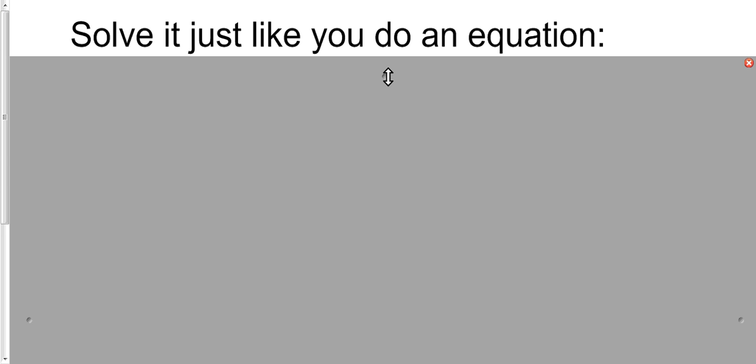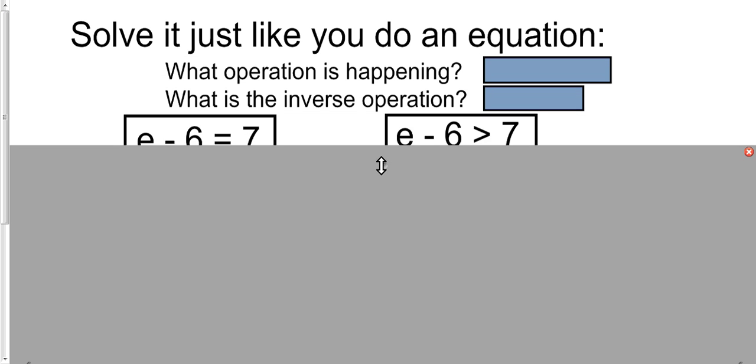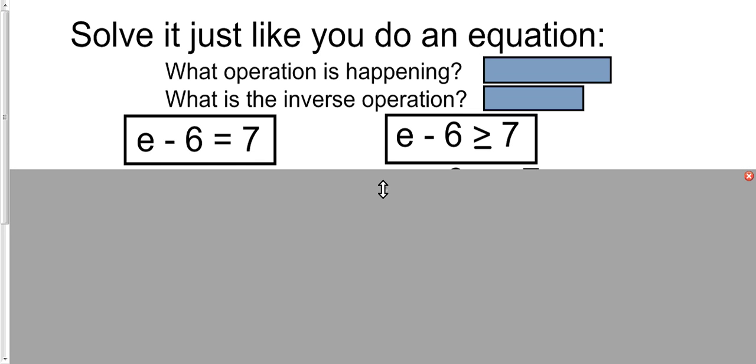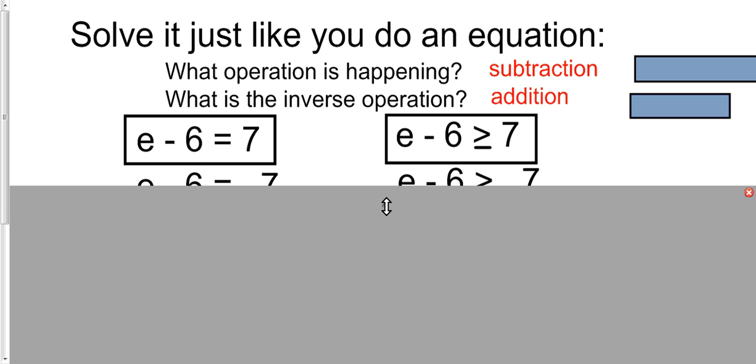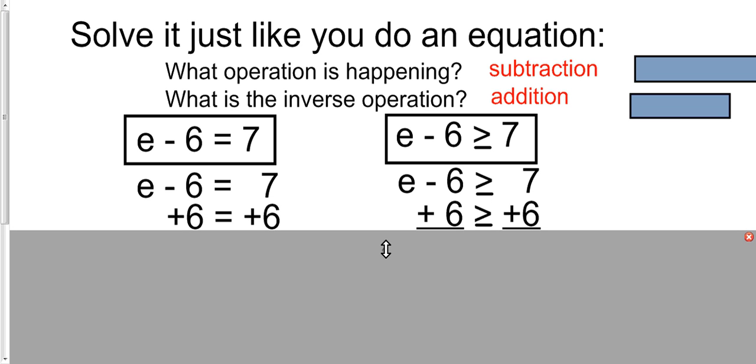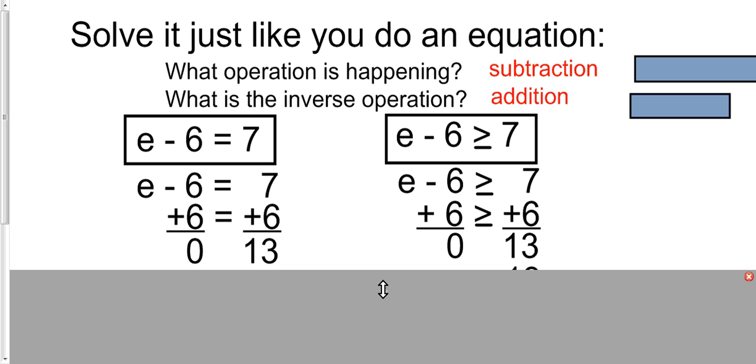Okay, let's try another one. Remember, we're going to solve inequalities just like we solve equations. So for the equation e minus 6 equals 7 and the inequality e minus 6 is greater than or equal to 7, we ask ourselves what operation is happening. We see subtraction. What's the inverse of subtraction? Addition. So we will add 6 to both sides. When we do this, the calculated value is 13.